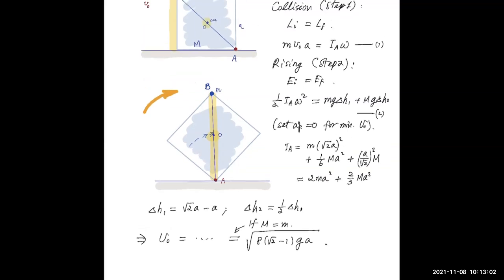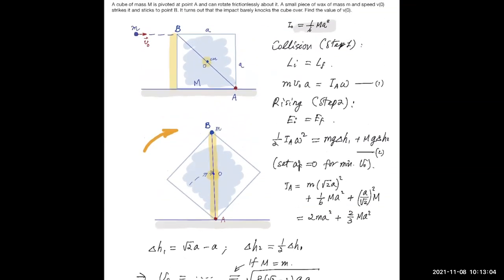But that's less important. What's important is the basic physics. So let me go over the basic physics again. You need to mentally separate this process into 2 steps. Step number 1: the wax comes and hits the block, and only angular momentum is conserved. And next, the entire thing rises. It rotates about point A, and that is when you have conservation of mechanical energy.